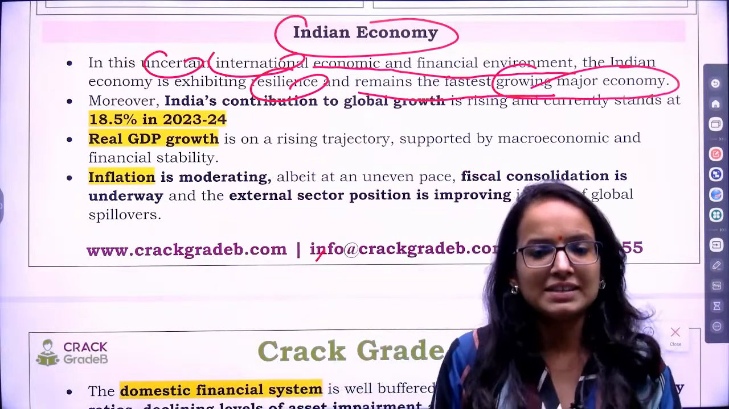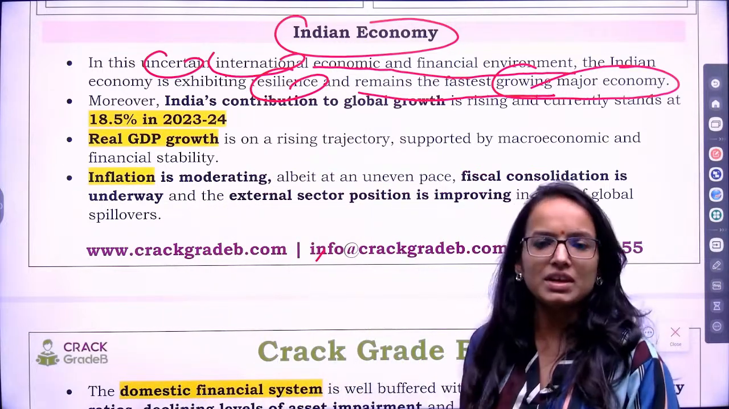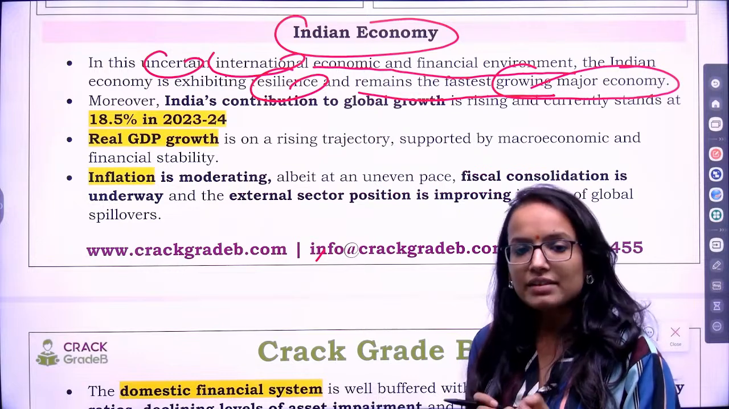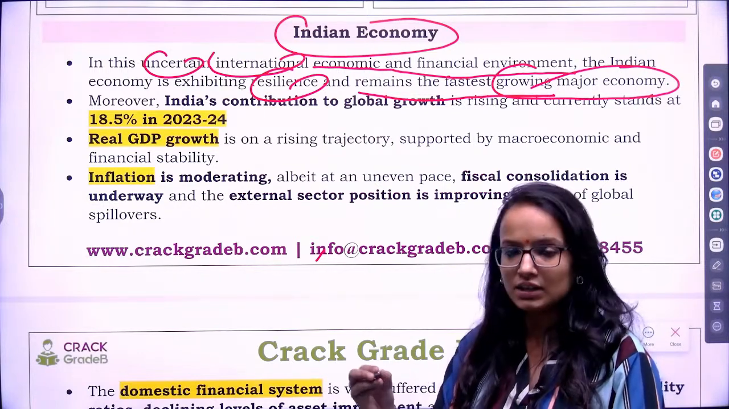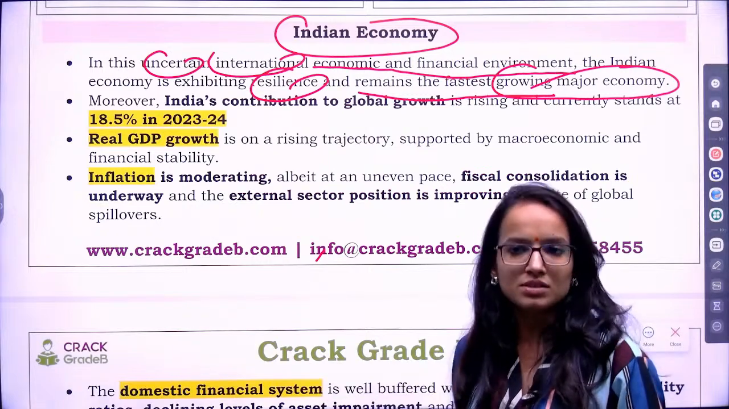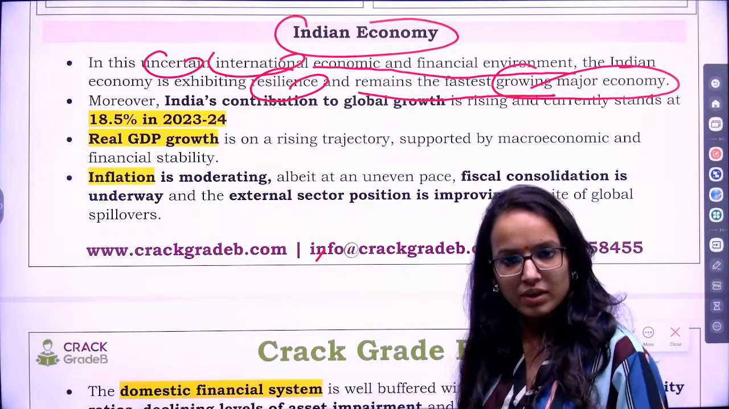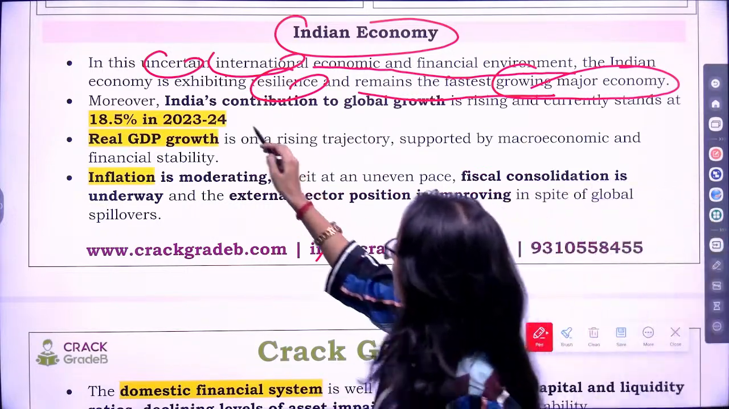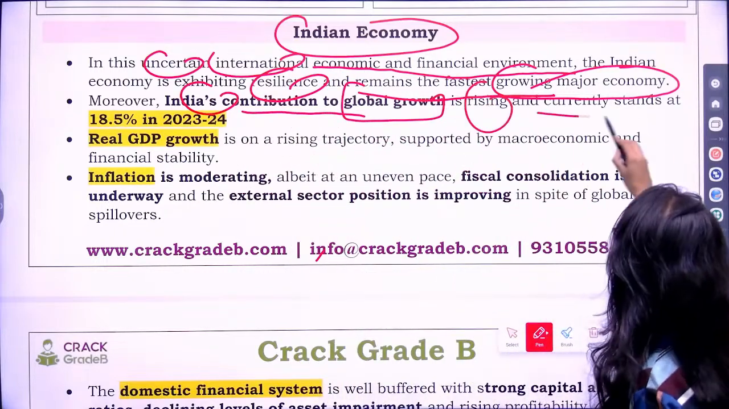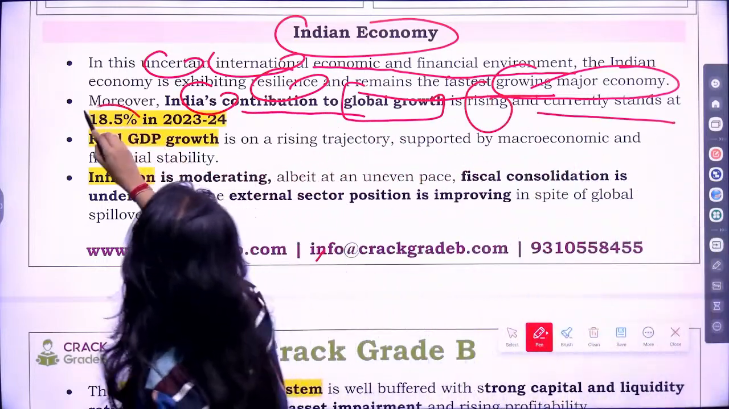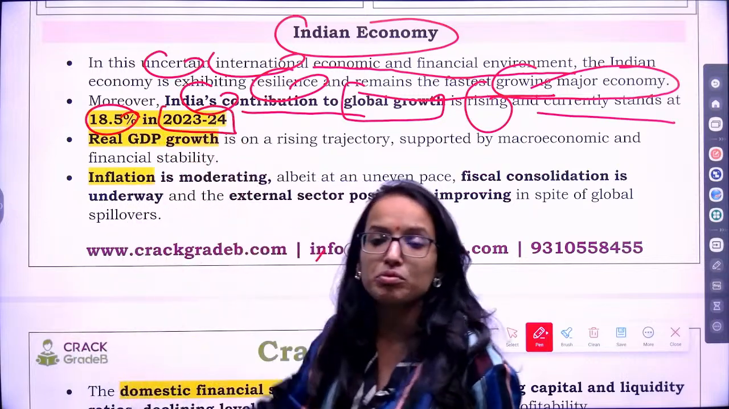Yes, this data will help you in every examination. While writing your descriptive answers, you need to authenticate your argument, so you can quote that this data, according to the World Bank, is this. Now, moreover, India's contribution to global growth is rising and currently stands at 18.5% in 2023-2024.